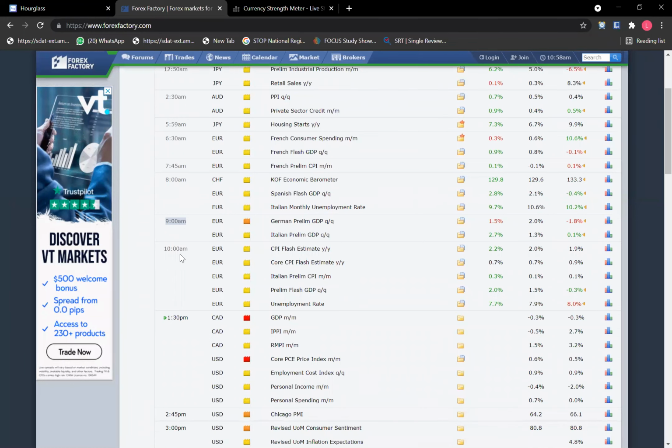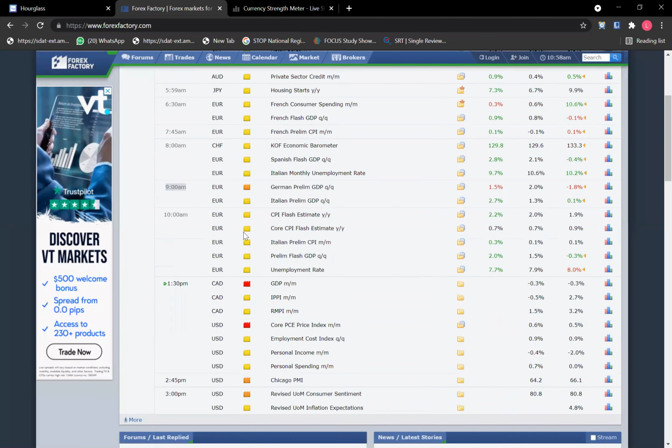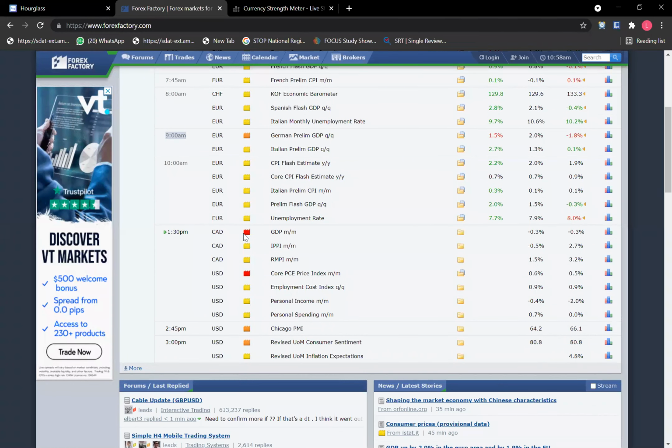Now, if you look down here, you see red on card. By the left-hand side, you see 1:30 p.m. Meaning, if you look here, you see high impact expected. Meaning, do not trade anything that contains card by 1:30 p.m. If you also look here, USD also has the same thing by 1:30 p.m. So, meaning anything that contains card or USD by 1:30, you should not trade.